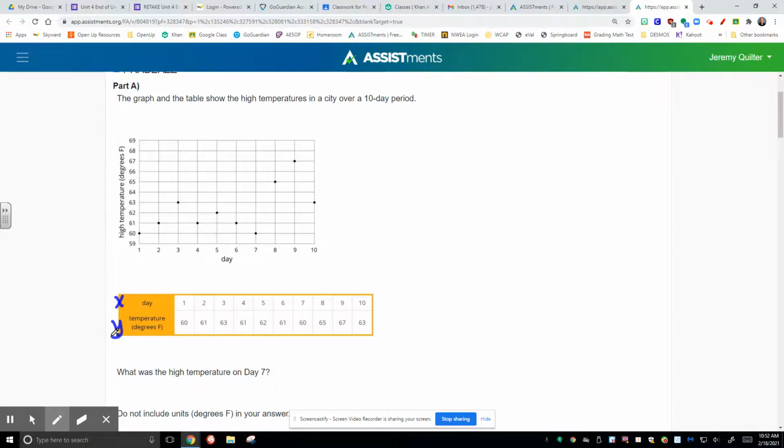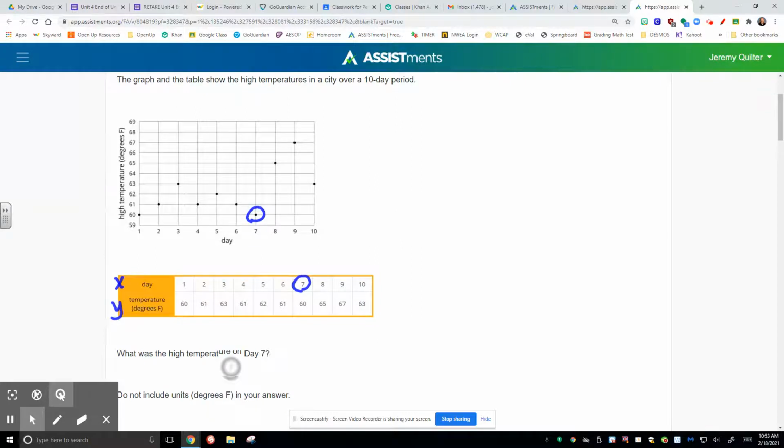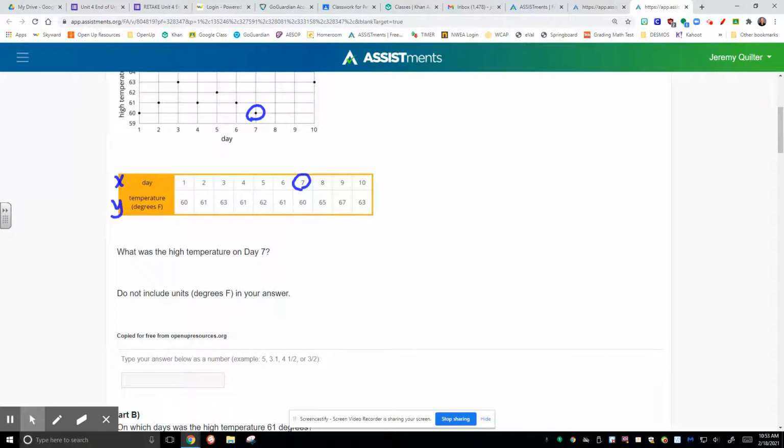And it says, what was the high temperature on day 7? Day 7, we can look at either the graph right here, or we can look right here at day 7, and we can see what that high temperature was. Do not include the units in Fahrenheit or the degrees in Fahrenheit in your answer. Just give a number right there.